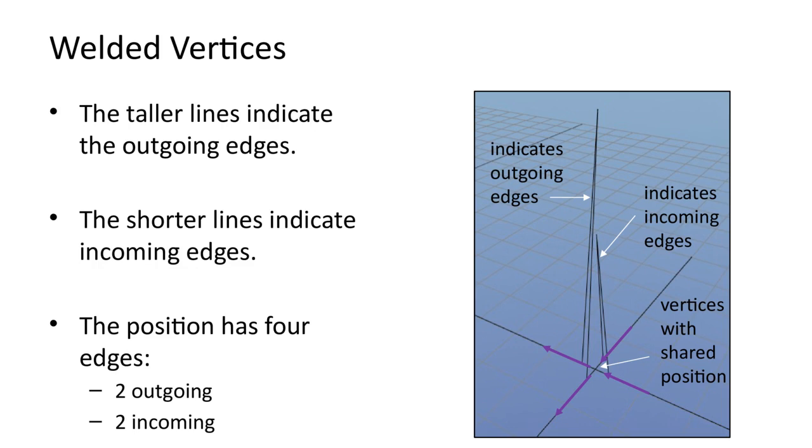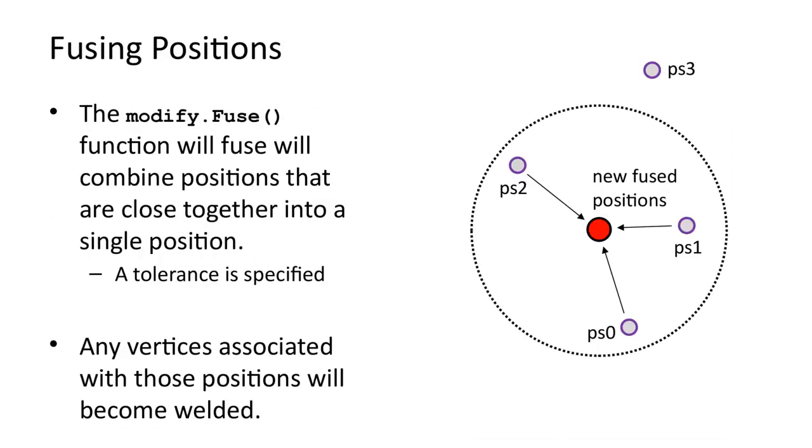Now that we have a way of visualizing connectivity, let's have a look at how we can create proper connections. One way of creating connectivity is to fuse positions that are close together. The modify.Fuse function can be used to fuse positions. The function will replace positions that are close together with new positions. In the diagram, positions 0, 1, and 2 will get replaced with a new position. Position 3 will not get replaced, since it is further away than the specified tolerance distance.